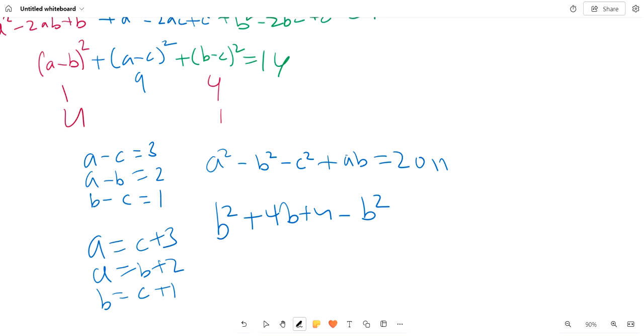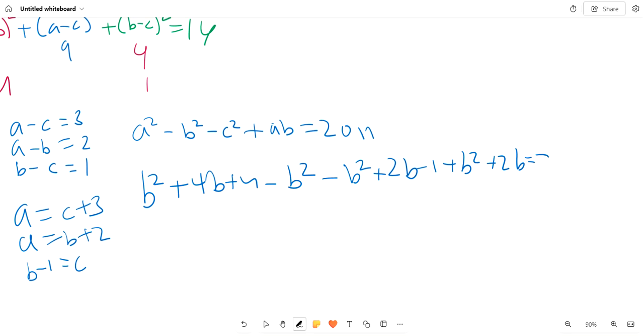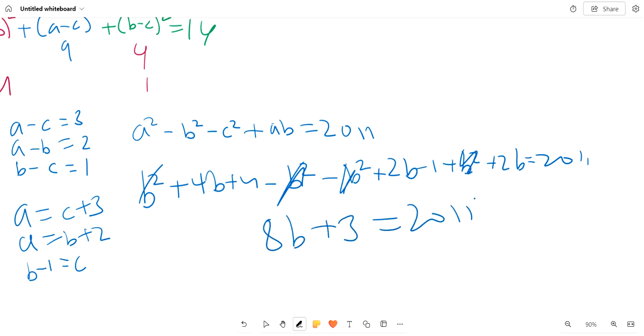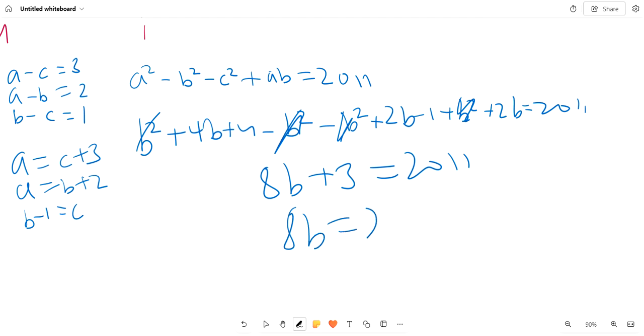And then, of course, minus B squared. And then C equals, oh, well, this is actually B minus 1 equals C if we want to substitute everything in as B. Minus B squared plus 2B minus 1. And then AB is just B squared plus 2B. And this equals to 2011. So we just cancel out all of the B squares here, and we're left with 3B plus 3 equals to 2011. So you get 3B equals to 2008.